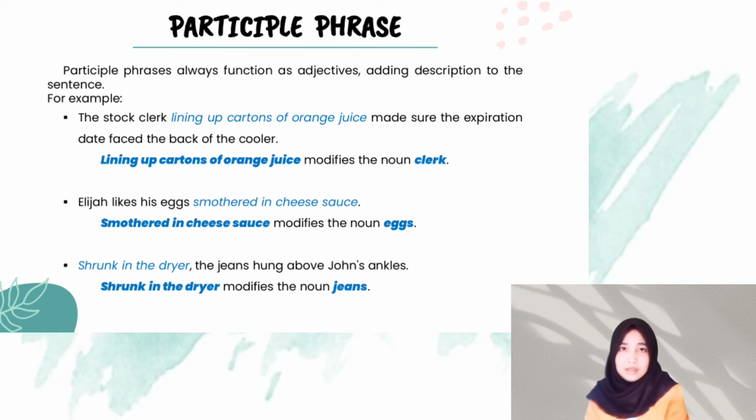For example, the store clerk lining up cartons of orange juice made sure the expiration date faced the back of the cooler. Lining up cartons of orange juice modifies the noun clerk. Elijah likes his eggs smothered in cheese sauce. Smothered in cheese sauce modifies the noun eggs. And thrown in the dryer, the jeans hung above John's ankles. Thrown in the dryer modifies the noun jeans.